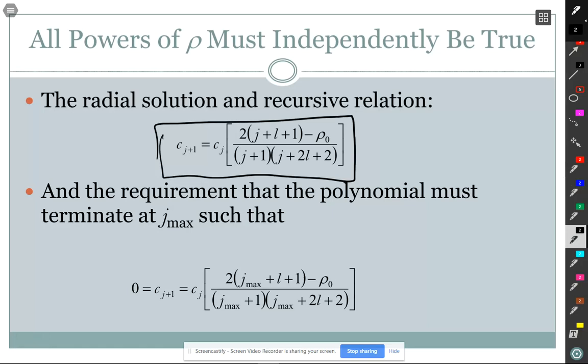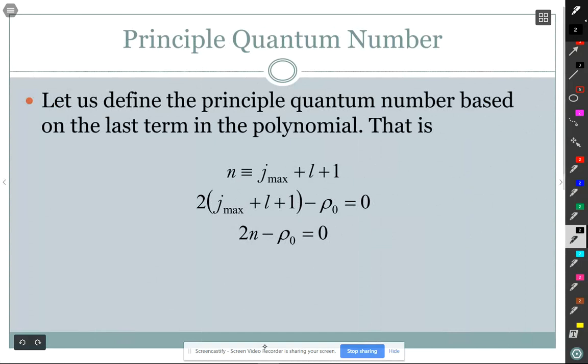And finally, and this is where we'll stop today, in order for us not to overpower our exponential term, our polynomial has to terminate. Doesn't matter at what j it terminates, but it has to terminate. So there has to be a C sub j plus 1 that's equal to 0. And so that defines a j max. And that j max, then, we define n is equal to j max plus L plus 1.